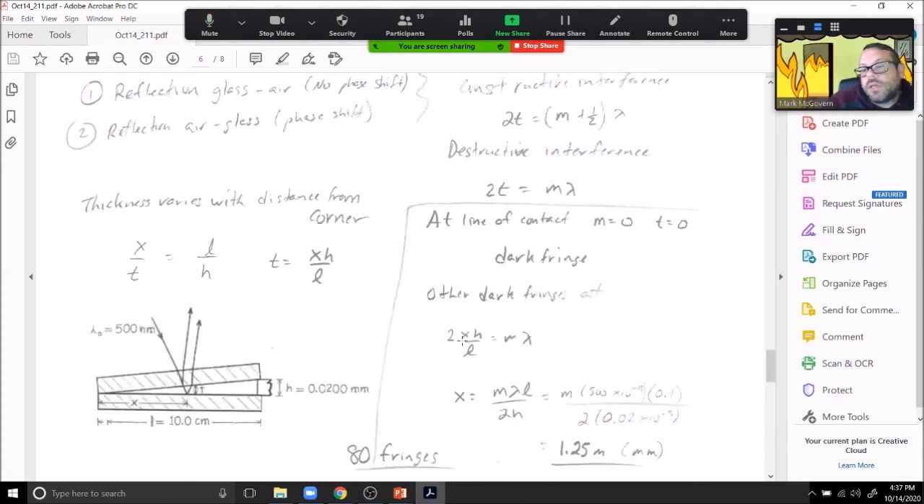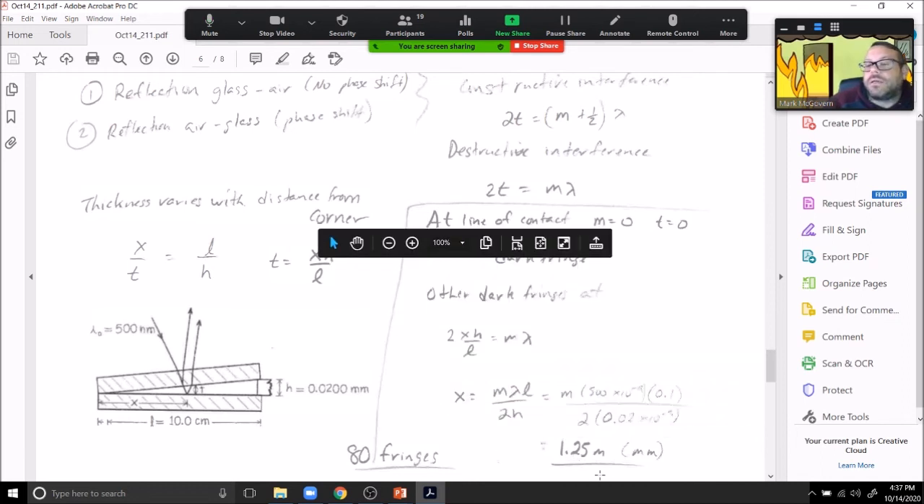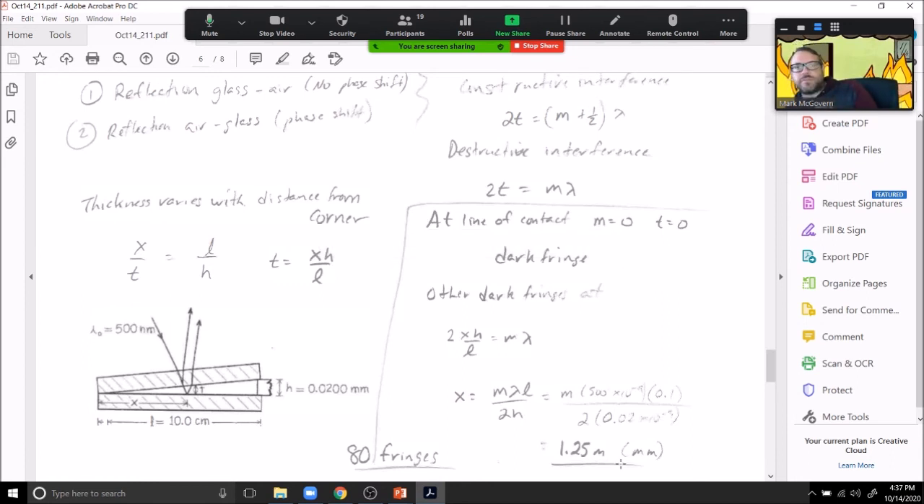We'll substitute in our value for t, solve for x, and we get 1.25 times 10 to the minus 3. That's not meters, that's in units of millimeters. That's what I did here. So your wavelength is 500 nanometers, 10 to the minus 9, right? The distance L is 1/10 of a meter. Okay, got my h in there. So both dark and bright fringes are spaced apart by 1.25 millimeters.